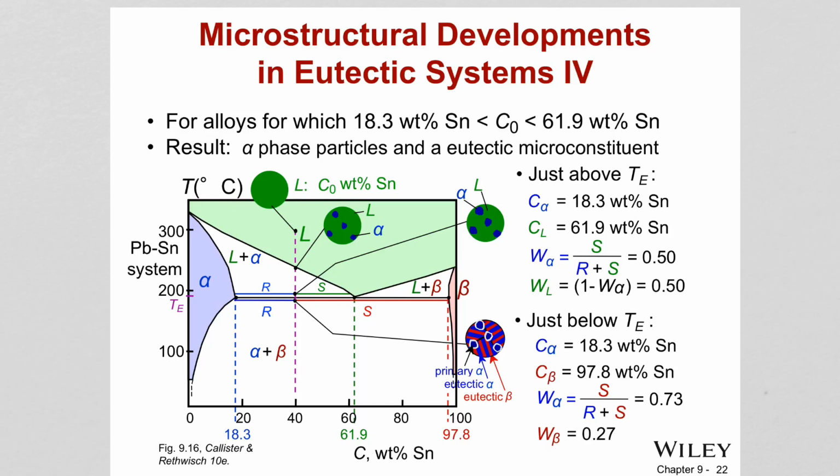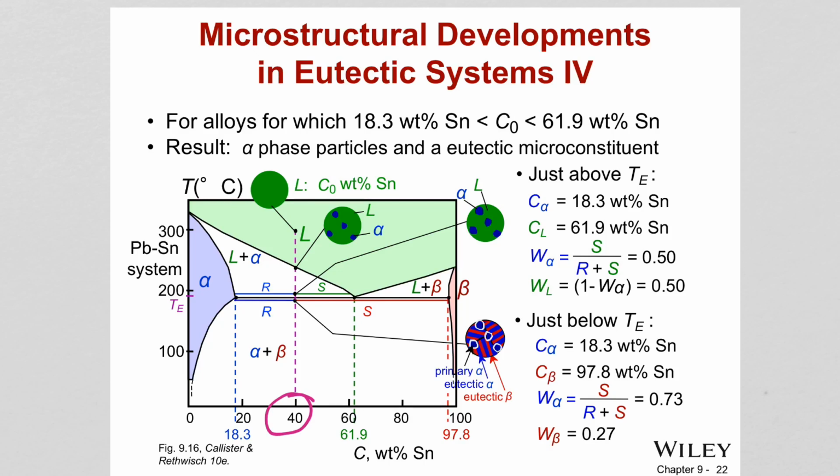Let's study this eutectic phase diagram and look at how we can apply the tie line principle and calculate the weight fraction of each phase. Suppose we have an alloy whose composition is between 18.3 and 61.9, so our composition is somewhere here. It seems like it is 40%.